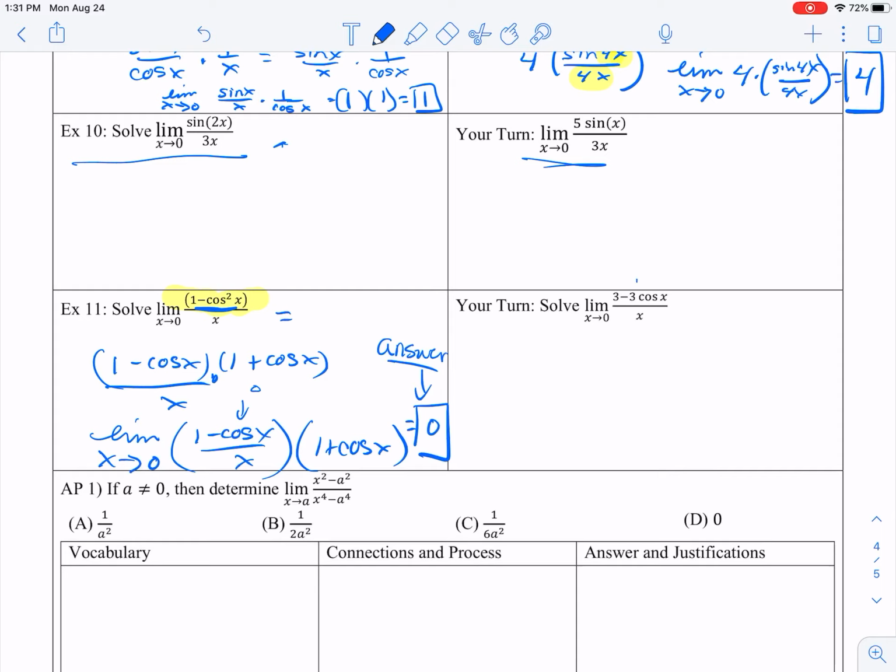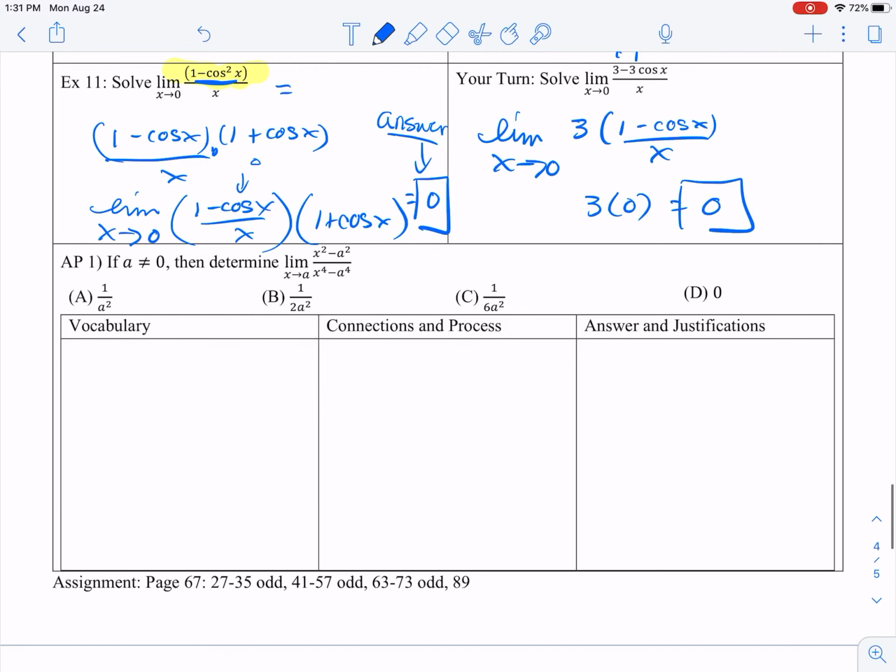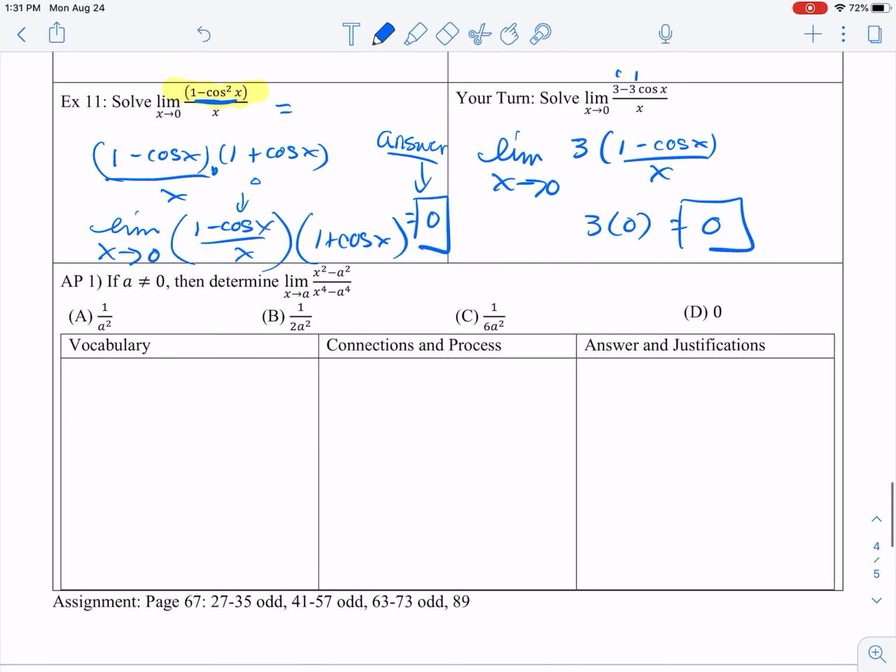This one, you can factor the 3 out. So you have 3 times 1 minus the cosine of x over x. And when you take the limit as x goes to 0, you get 3 times 0, and you get 0 again. This one I'm going to leave for you, and I'll see if you can find the answer, and I'm going to ask you on Thursday what the answer to that AP question is.